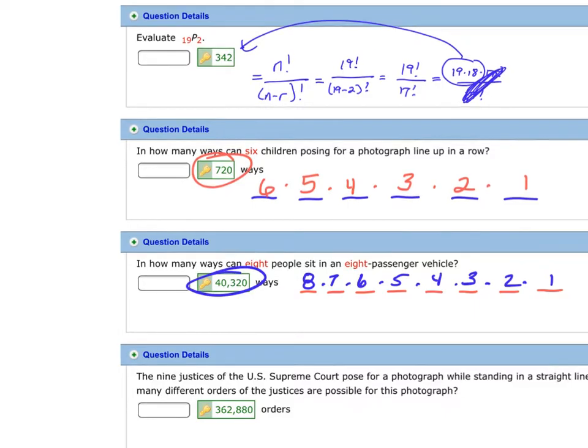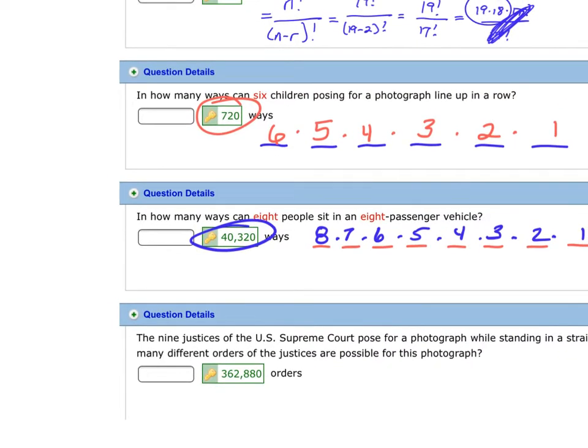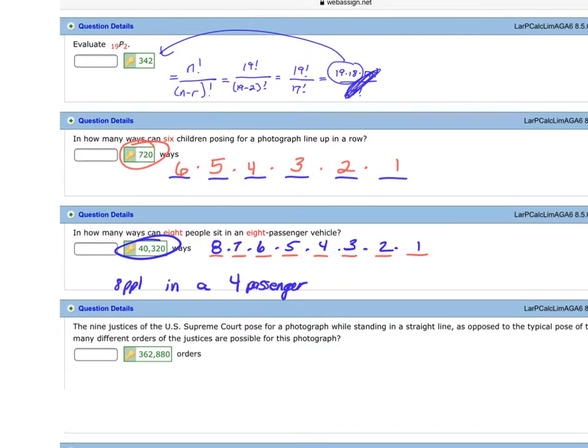Basically, correct. Now this question could be changed if they said, okay, there's 8 people in a 4-passenger vehicle. All right, how many spots are there in this car? 4. So there's 4 spots. So how many possibilities are there for the first seat to get filled up? 8. All right, so that person sits down. Now, how many people are left over?